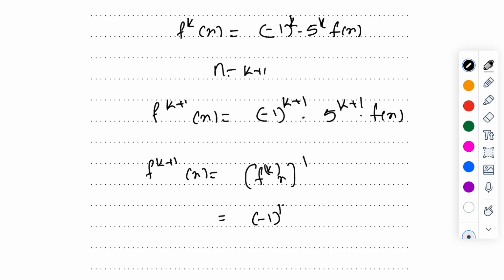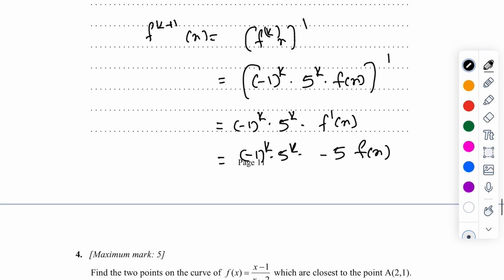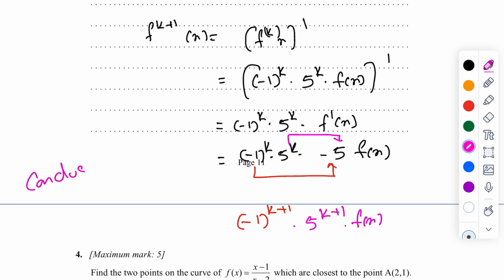So the kth derivative we have assumed as minus 1 whole to the power of k, 5 power k, f of x. Its derivative: these are all numbers, so minus 1 whole to the power of k, 5 power k, and the first derivative of f of x. The first derivative of f of x, again we have assumed that it is proved for n equals 1, is minus 5 f of x. Now multiply this minus with this minus, and it becomes minus 1 whole to the power of k plus 1. Multiply 5 power k with 5, it becomes 5 to the power of k plus 1 and f of x. Therefore, it is true. Then don't forget to write the conclusion.